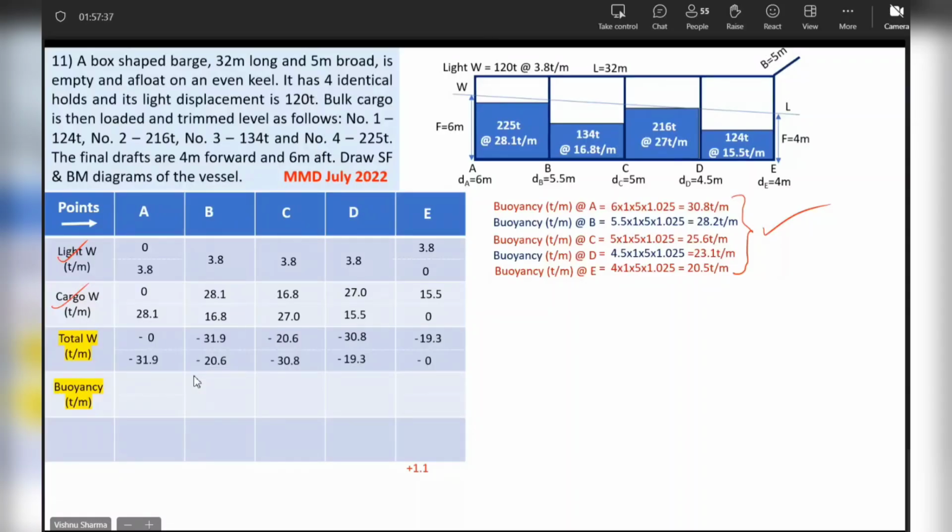So 0, 30.8. At B, it is 28.2, 25.6, 23.1, 20.5, and 0. I have picked up these values from what we calculated here, guys. These values have come from here. Please look at the buoyancy and let me know if there is any question to ask.